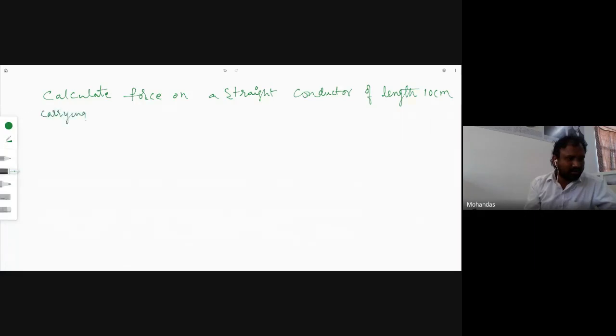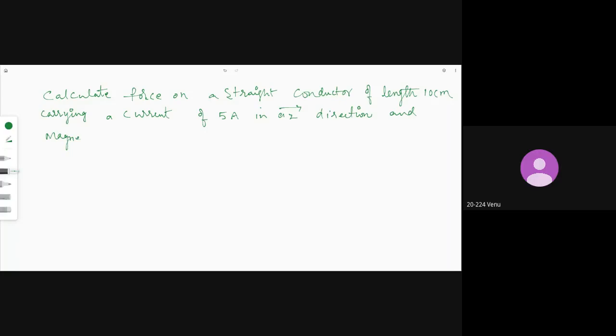Carrying a current. Please note down this problem. Carrying a current of 5 amperes in the AZ direction. AZ direction means the conductor is placed along which axis? Z axis. Very good.